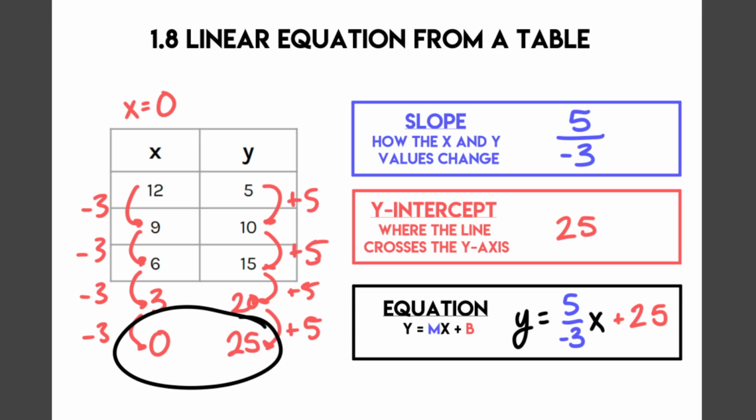And that's it. That is how you find a linear equation from a table. Remember, take this one step at a time. Carefully find your slope, find your y-intercept, and then simply plug them into the equation, okay? There's no reason to stress about this as long as you just take it slow, and you should be fine.